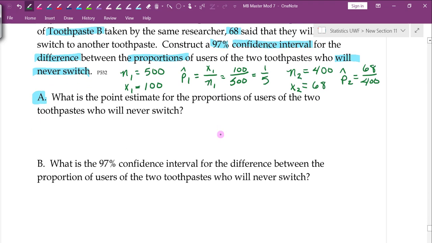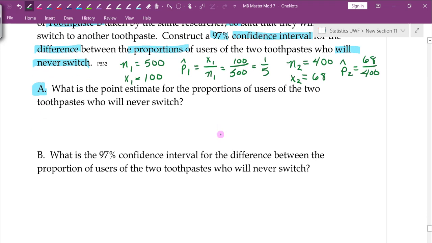So what's our point estimate? Our point estimate is going to be 1/5 minus 68 divided by 400. Yes, I could have done some reductions of fractions, but I'm not going to worry about it. I'm just going to go ahead and convert it to decimal form. So it's 1/5 minus 68 divided by 400, and that is equal to 0.03. So that is my point estimate.